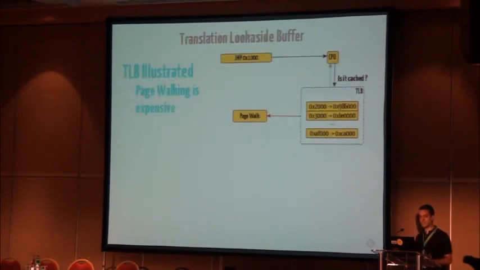First, I will start with the well-known one, the translation look-aside buffer. I think you know it. You will cache your virtual to physical address translation. So you want to jump to 1000. The CPU will call the MMU, the MMU will look into the TLB, and if you have the mapping directly, it's returned. You have a fast TLB hit.